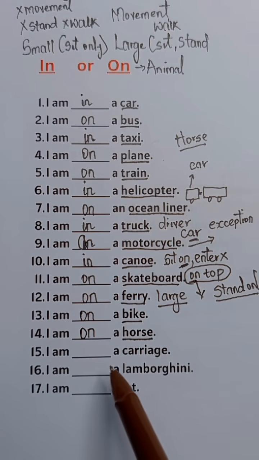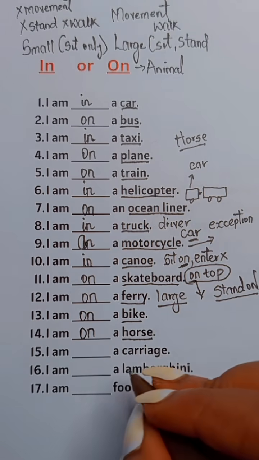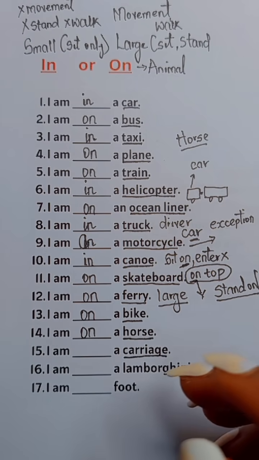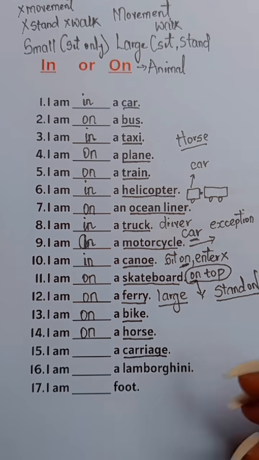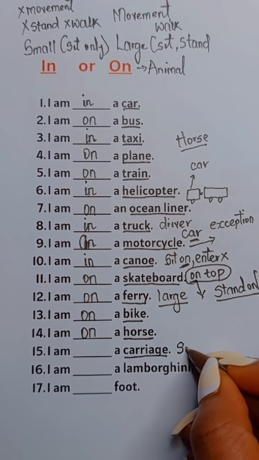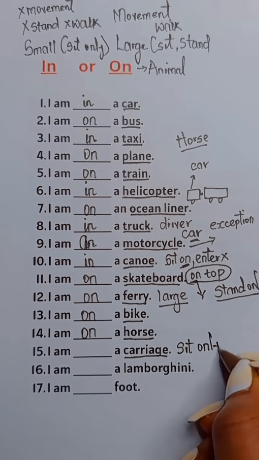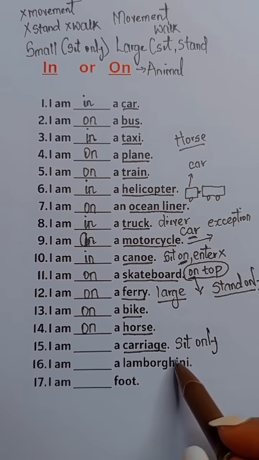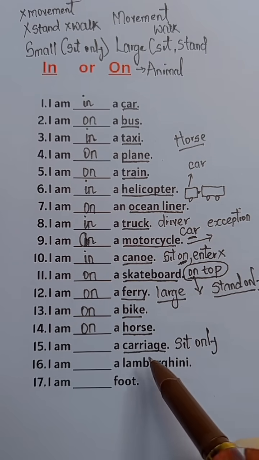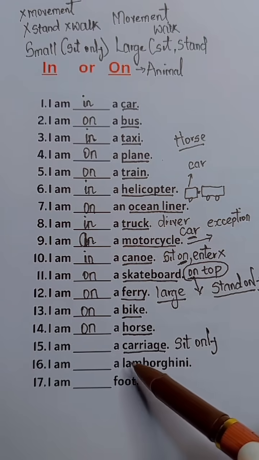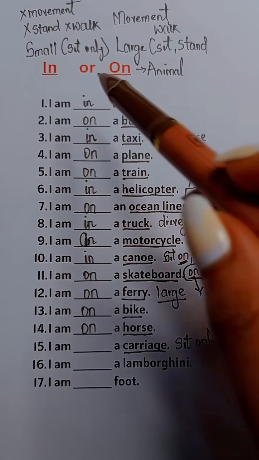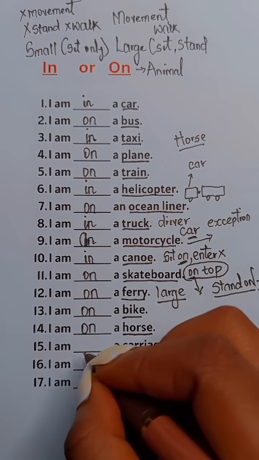I am blank a carriage. Carriage is our mode, okay? A carriage is a small compartment, a small area that is being drawn by a horse, okay? A carriage is a seat only. You can only enter and sit in a carriage. You cannot walk around. You cannot stand in a carriage. The only time you move is when you have to enter and when you have to get out of the carriage. Okay? So we always use in. I am in a carriage.